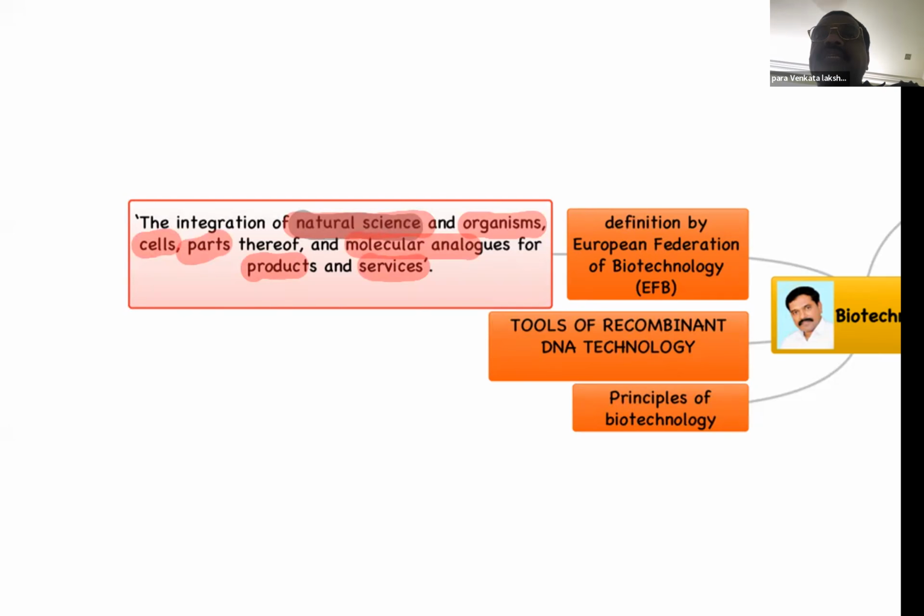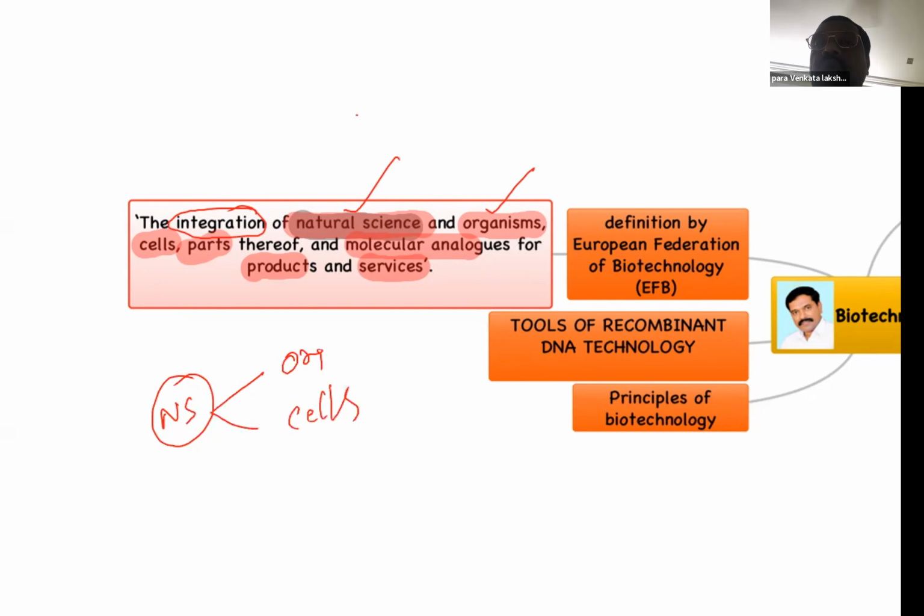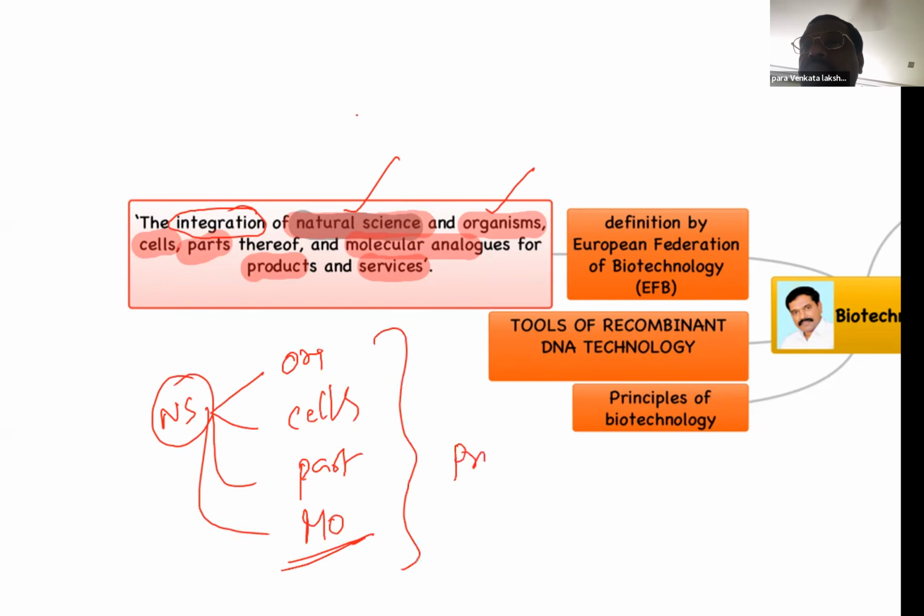And in this integration, natural science and organisms. So natural science can be integrated with either organisms or cells or part of the cells, not the entire cell, or molecular analogs, different molecules. For what purpose? For two purposes. Number one is production, products. Number two, service. What is the product and what is the service?